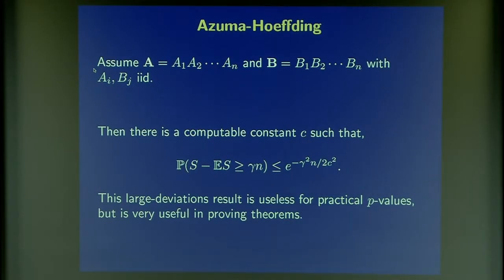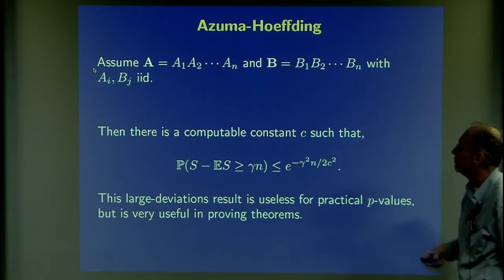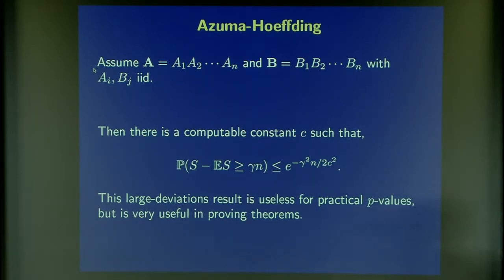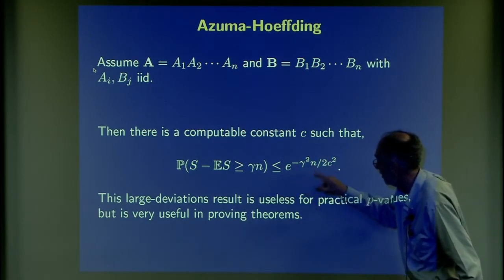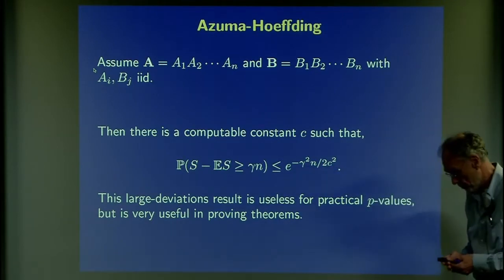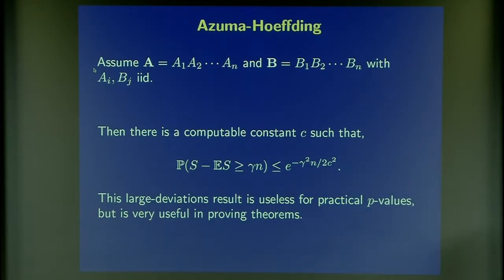And I had to write some survey paper for the Journal of the Royal Society. So I did simulations, thinking that maybe I would learn that Azuma-Hoeffding really gave practical values, and the upper bound on the p-values was 1. These sequences were just not long enough to allow this to work.